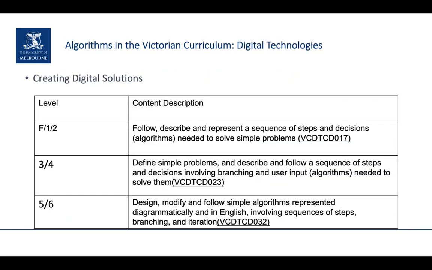In the digital technologies curriculum, there are descriptors that cover 3 or 2 levels. You can see the same content descriptor covers foundation to 2, and that is follow, describe, and represent a sequence of steps and decisions needed to solve simple problems. And then at 5-6 level, design, modify, and follow simple algorithms represented diagrammatically and in English, involving sequences of steps, branching, and iteration.